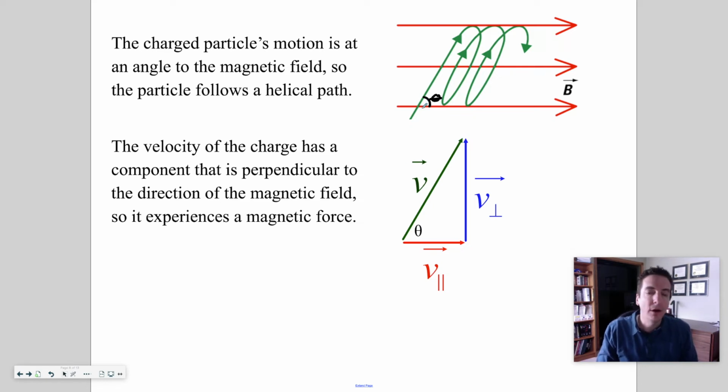Well, here the horizontal component of the velocity would experience no magnetic force, but the vertical component of the velocity now experiences a centripetal force. So it moves to the right while moving in a circle, and that results in a spiral or helix pattern.